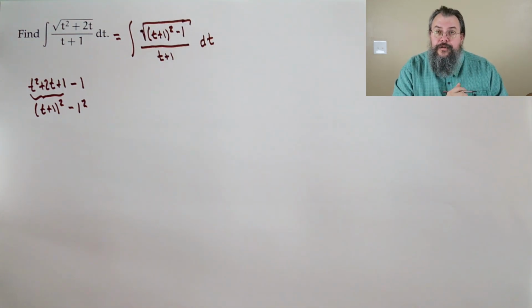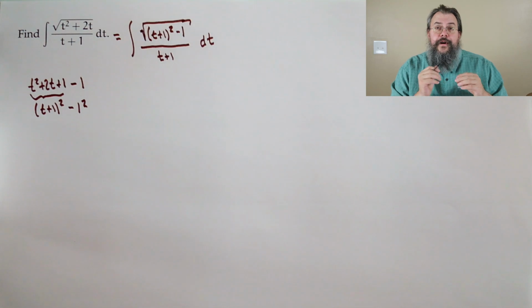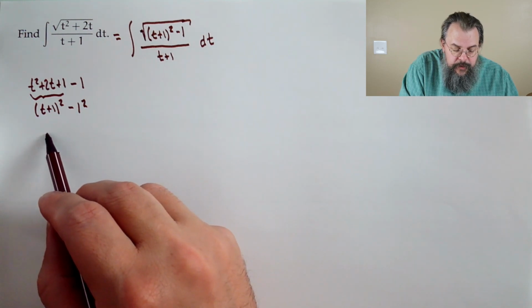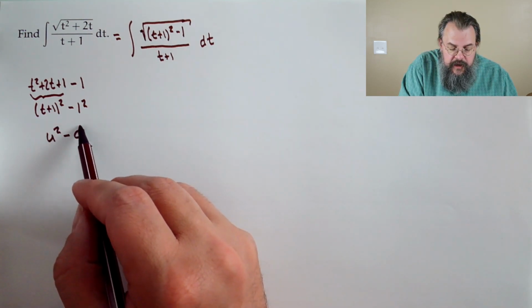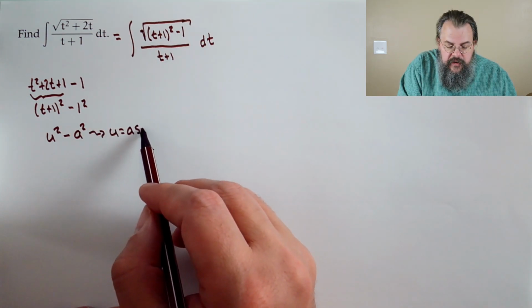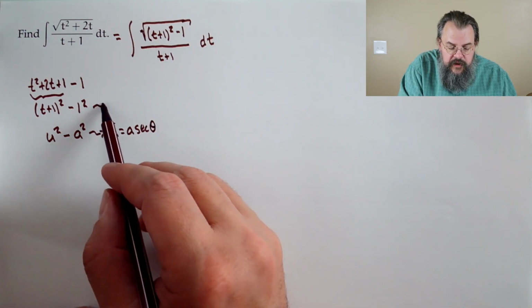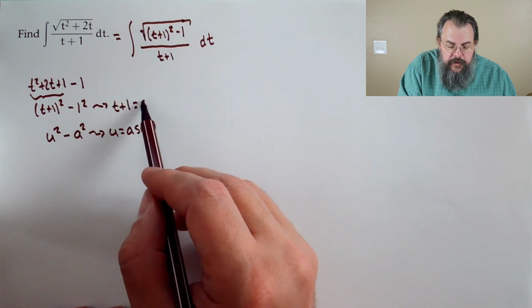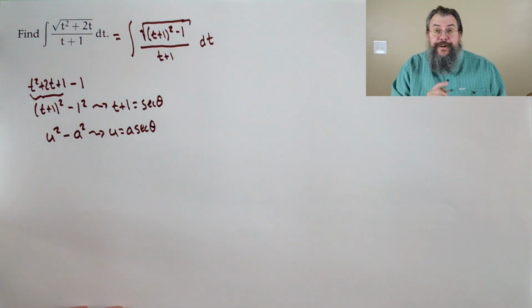Well, okay, so now what do we do? All right, well, we see we have a t plus 1 squared minus 1 squared. So that's a variable squared minus constant squared. So in particular, we know when you have u squared minus a squared, our right substitution to make, that's our secant substitution. So for us, we say, okay, the part that's varying, that's our t plus 1 equals secant theta. So that's our substitution we're going to make. t plus 1 equals secant.